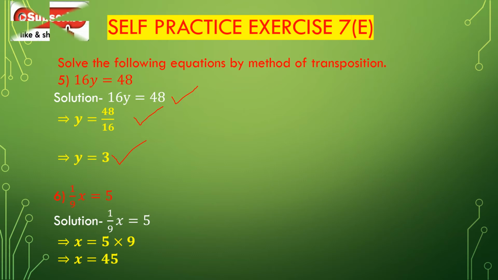Number 6. 1 divided by 9, x equal to 5. This is the equation given and we have to solve the value for the variable x. 1 divided by 9 x equal to 5. This implies x is here on left hand side 1 divided by 9. 9 is on division. Then 9 will be transposed to the right hand side.